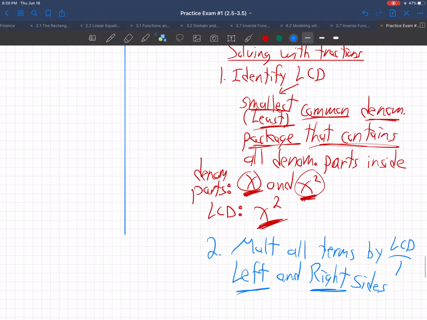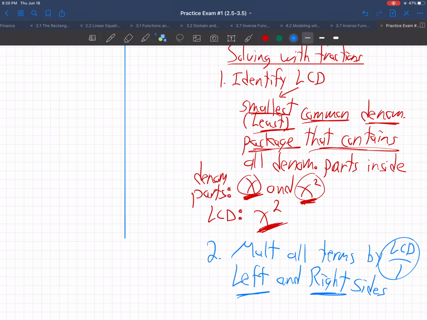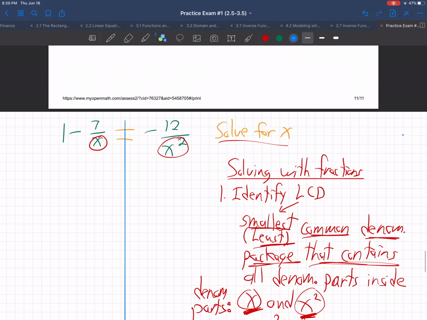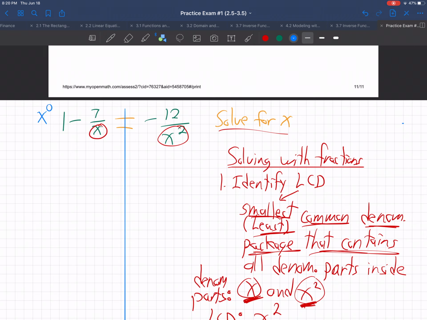If they were equal before and we treat them all the same, they've got to be equal afterwards. So let's multiply through by the LCD over 1, and we know what the LCD is. It's x squared. So I'm going to multiply through by x squared over 1 right there, and x squared over 1 right here, and x squared over 1 right there. See, all three terms. We can't play favorites. We got to do the same thing to the left side and the right side. Treat them all the same. If they were equal before, they'll still be equal.